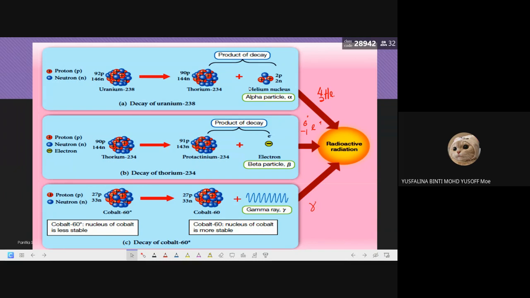Alpha is actually a helium, while beta is actually an electron, meaning negative. While gamma doesn't have charge because it is an electromagnetic wave, so it doesn't have an atomic number.